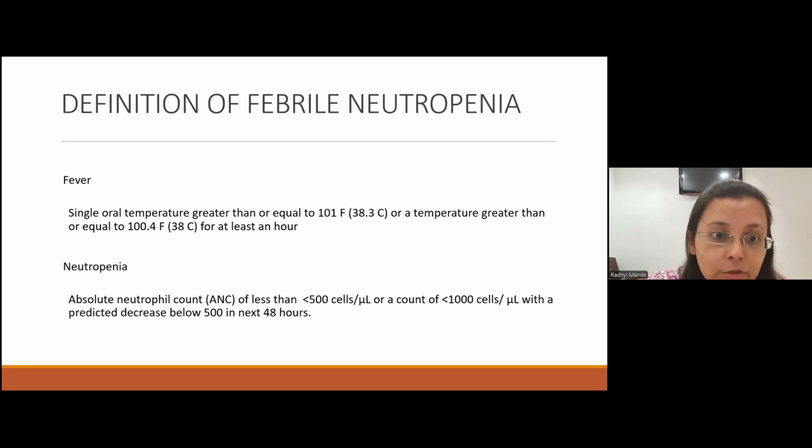Neutropenia, as we know, is an absolute neutrophil count of less than 500 cells per microliter, or a count of less than 1000 with an expected drop below 500 in the next 48 hours.